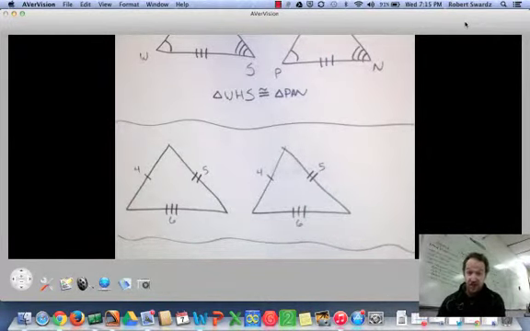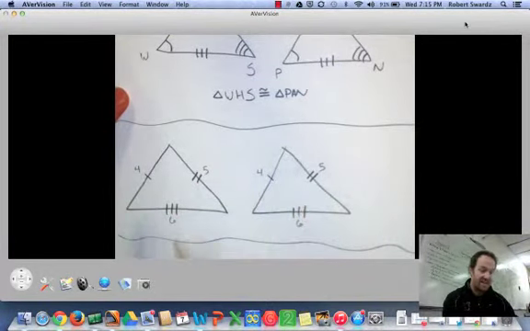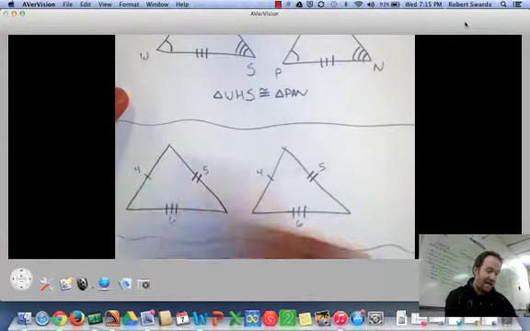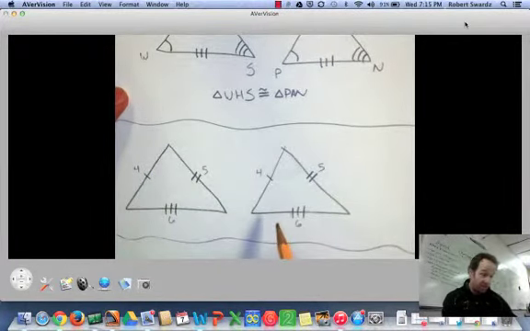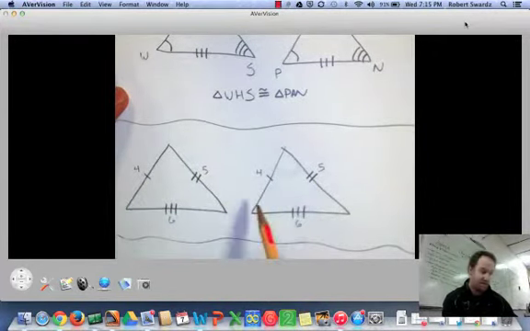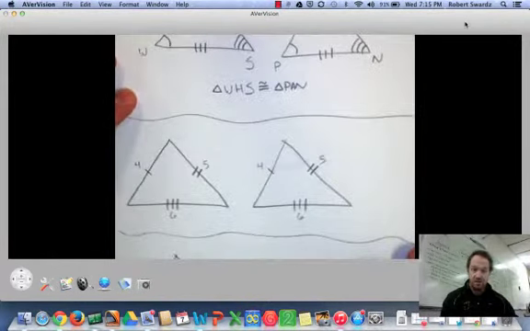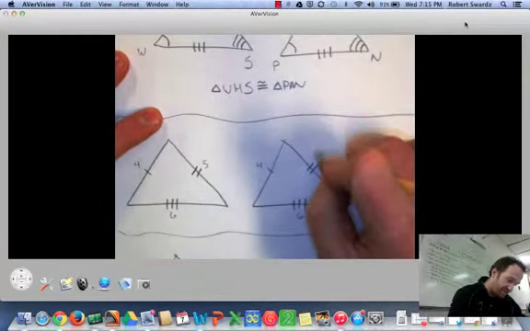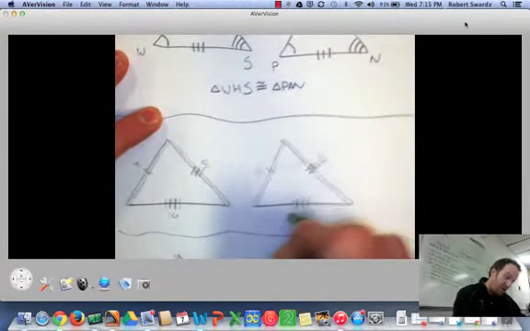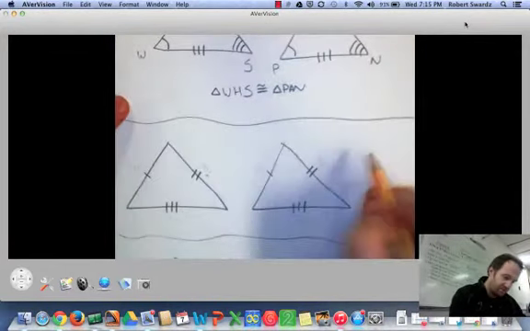Now, since the triangles are similar, we also know that the corresponding angles have to be the same. So if the corresponding sides are all the same, then these corresponding angles have to be the same too. If the 3 pairs of sides are the same, then the 3 angles are the same too, and we've got this situation here. So this is enough information for us to say that yes, the triangles are similar without knowing anything about the angles.